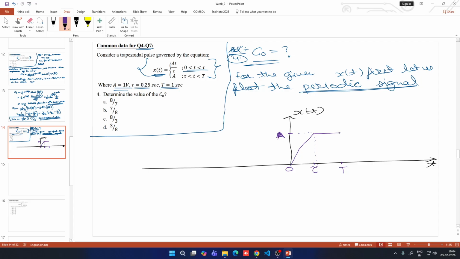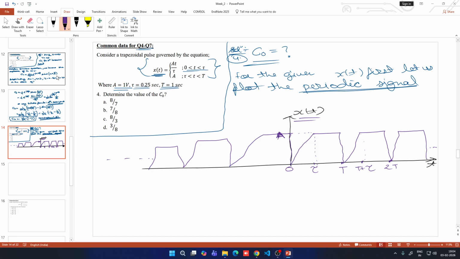And since T is the time period of this periodic signal or periodic pulse, it will repeat after this. So here this is T plus tau, and at 2T again it will become like this, so it will repeat again, and so on. Similarly on the negative axis it will also be repeating. So that's what the given signal x of t is. I hope everybody is able to draw the signal. If you have any doubt in this, please let me know.